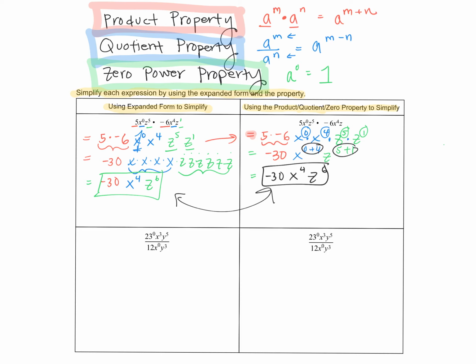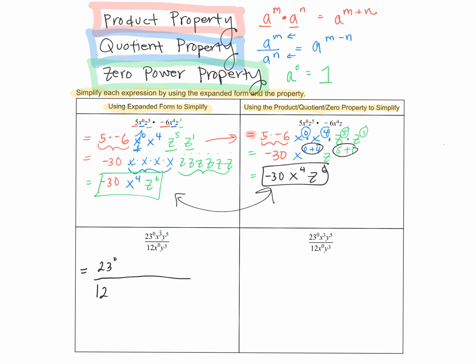Now let's look at one where we may also need to use the quotient property. Let's start by again using the expanded form to simplify. I'm going to start by writing things that have the numerical base first. 23 to the 0 and then 12. And then I can go ahead and just start expanding it out.